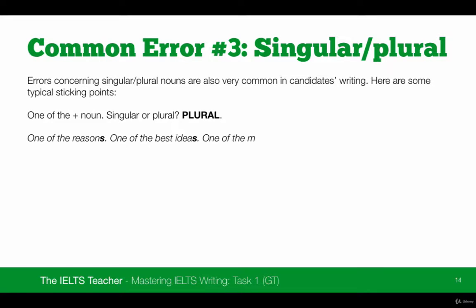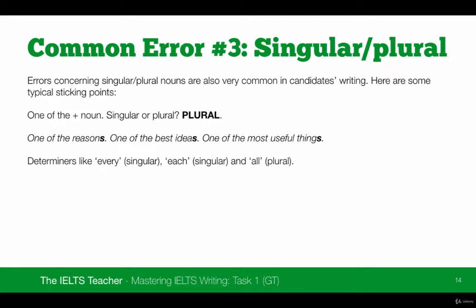Here are some examples. One of the reasons, one of the best ideas, one of the most useful things. This comes up a lot in task 2 as well. A lot of people start their body paragraphs like this, but it does come up in task 1 letters too. And it's common to open paragraphs or to open up a list of different things. As a result, it's very useful, but also very common. And as a result of that, common errors appear. So make sure you always use a plural following this expression if you are dealing with a countable noun.